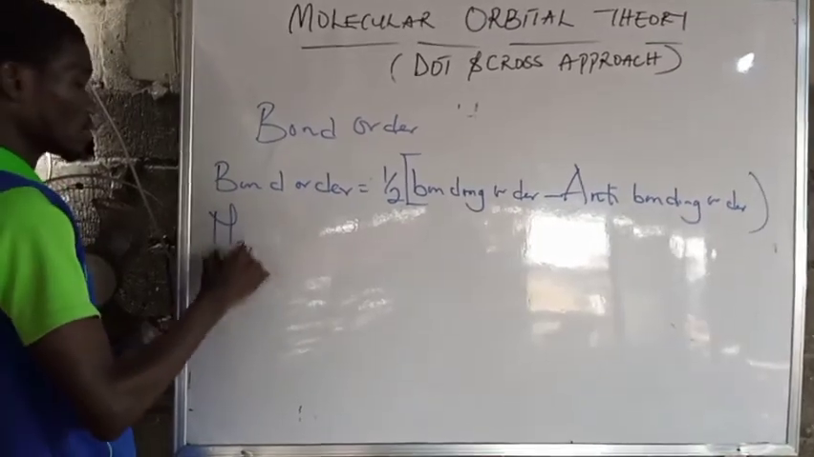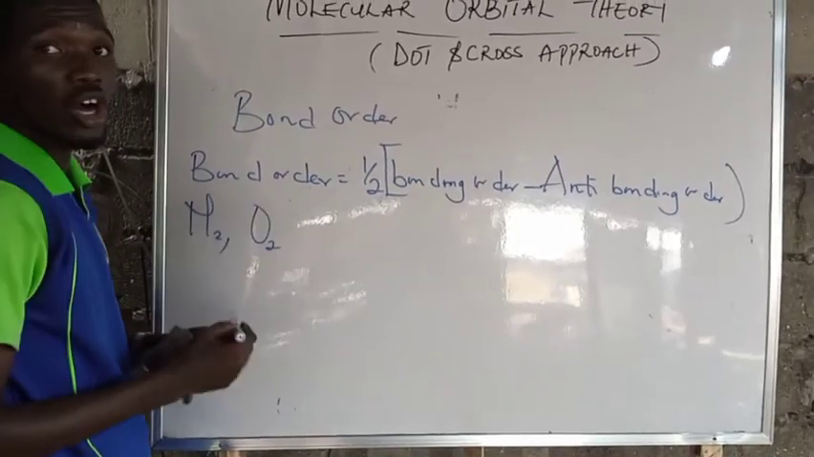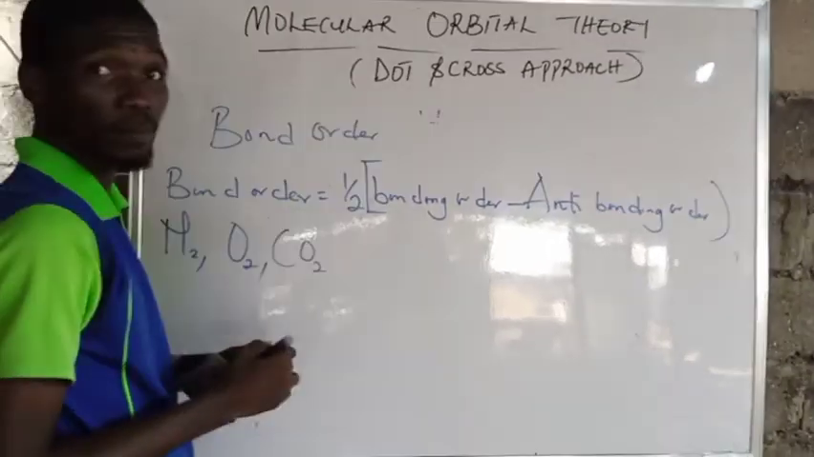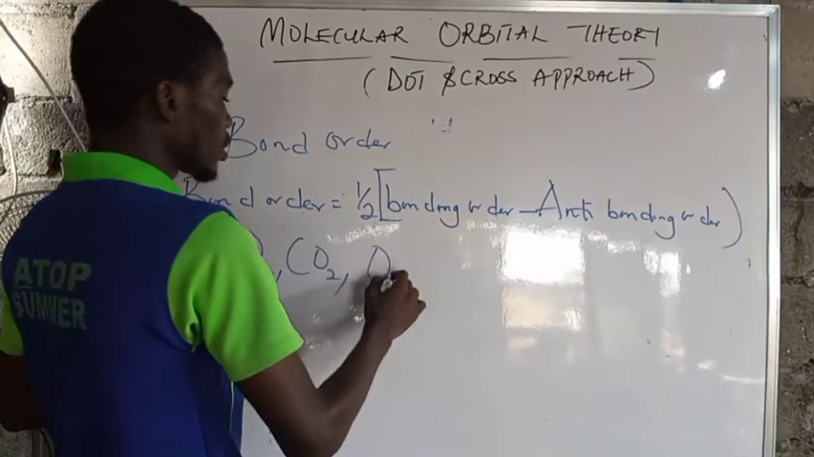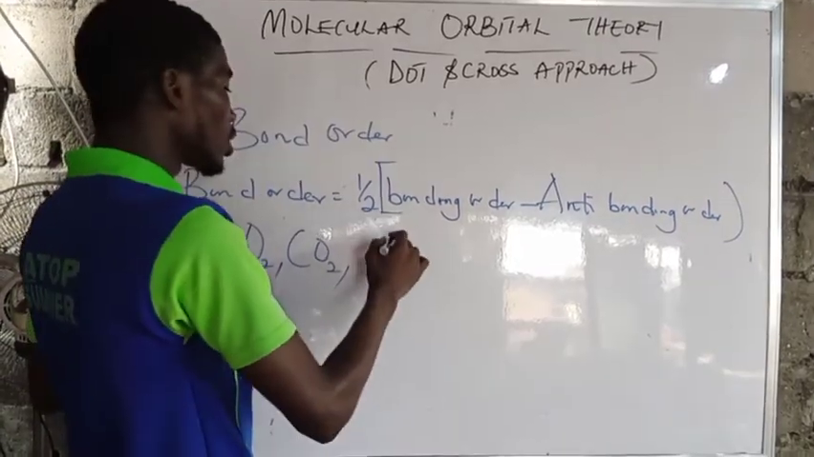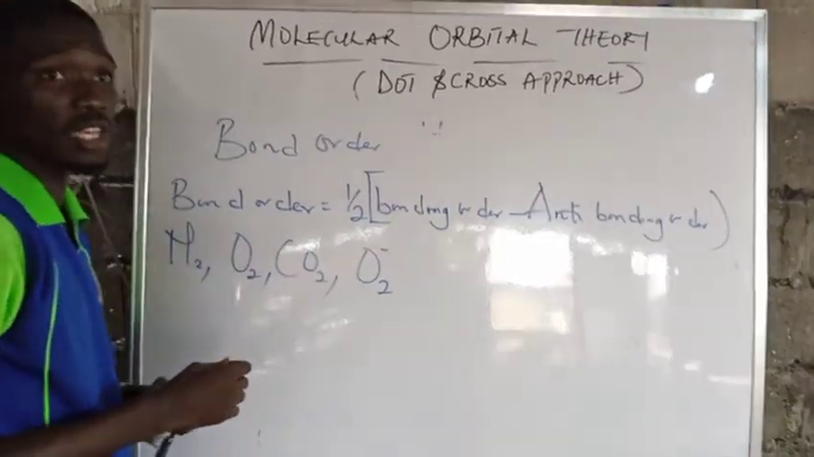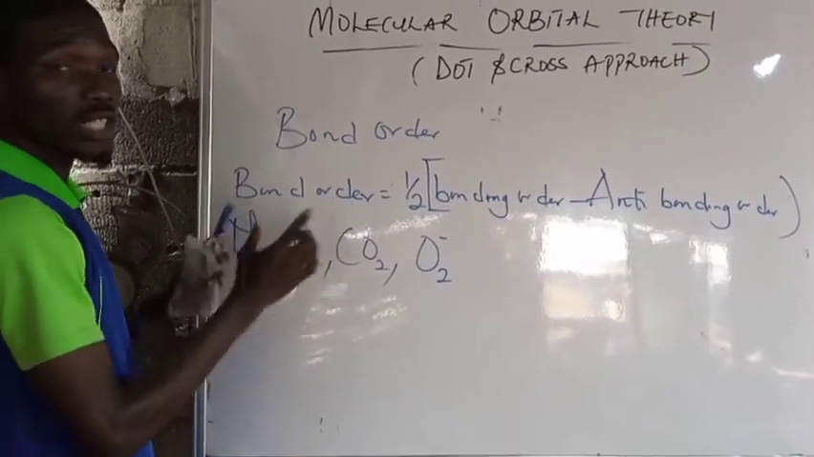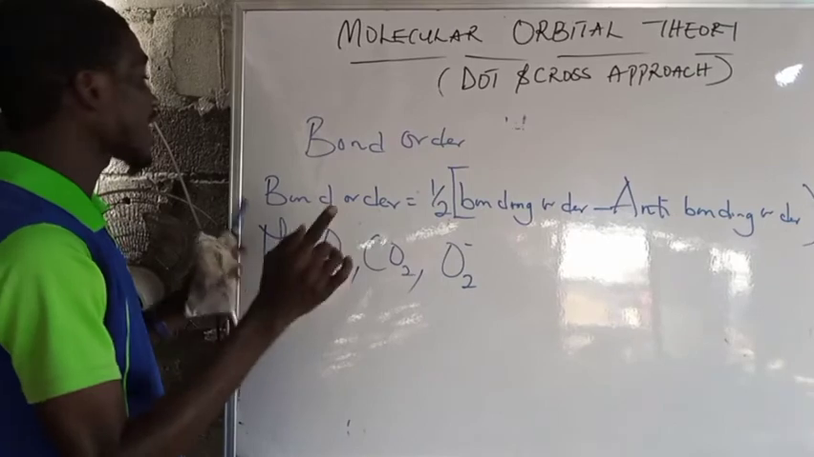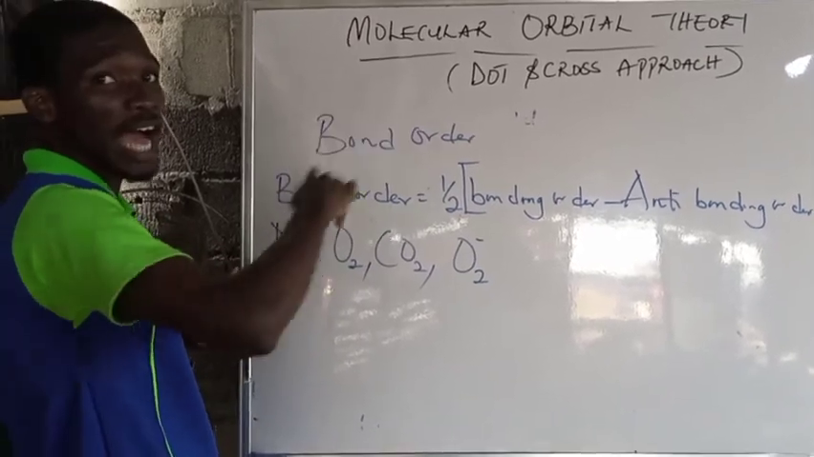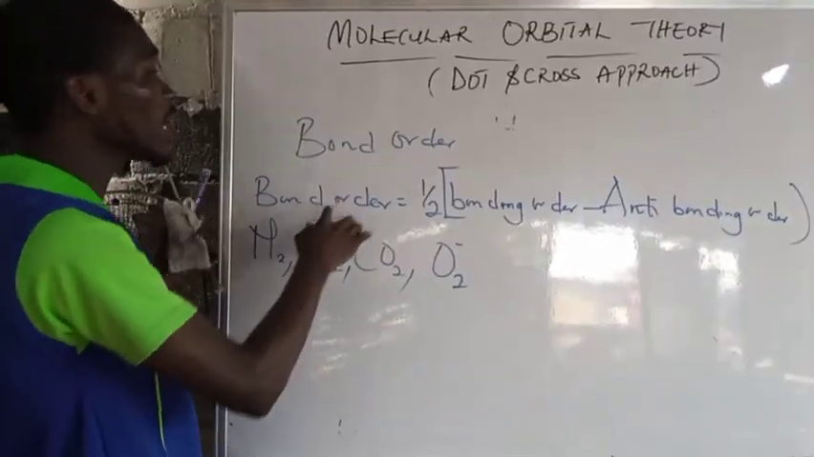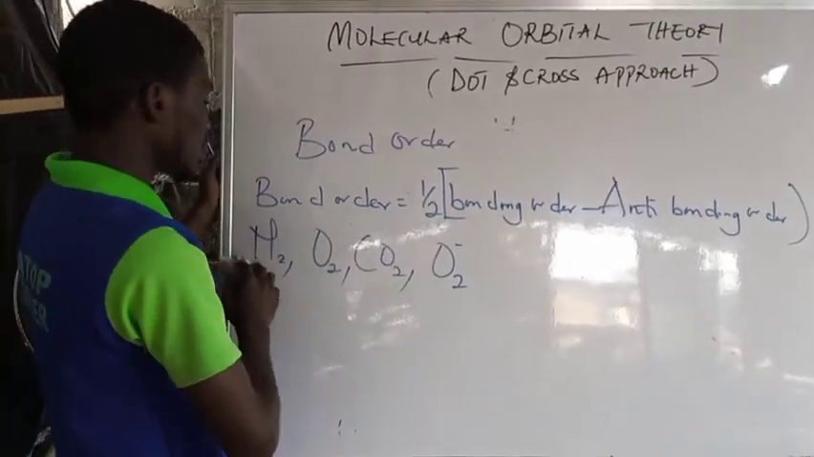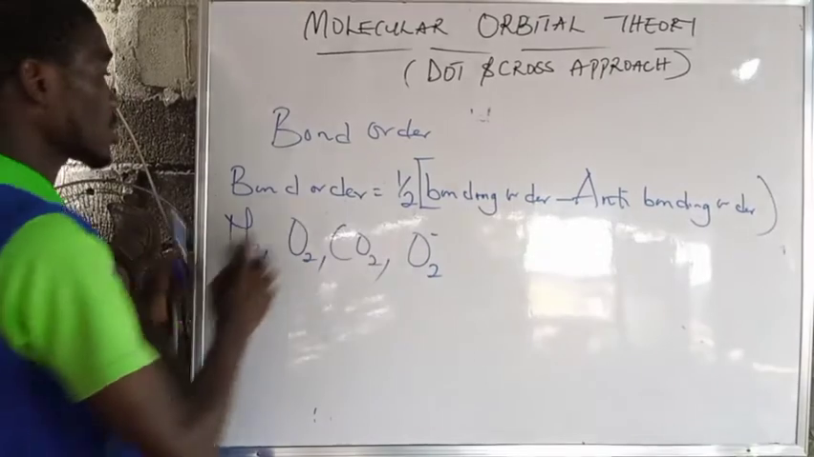So with this formula, we can go back to the example which I dropped earlier, as we have nitrogen gas, oxygen gas, carbon dioxide. We also have oxygen molecule with a negative power, which is the valency. So let's pick this one by one with respect to molecular orbital theory and also using the bond order formula. The first one is nitrogen gas.